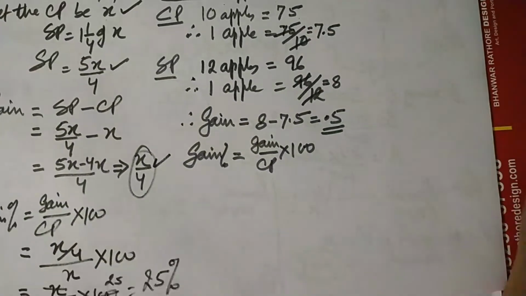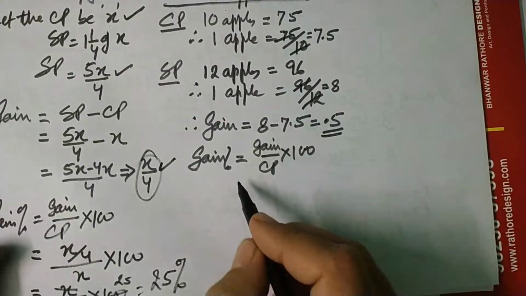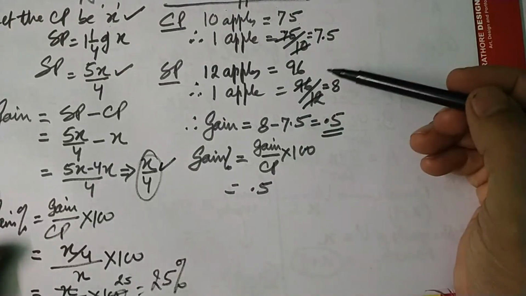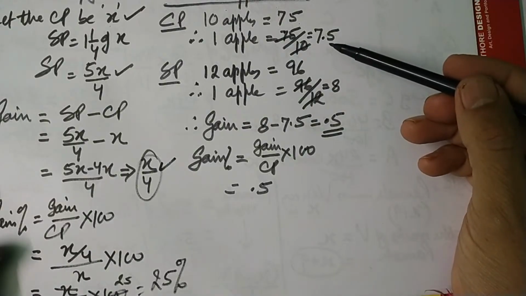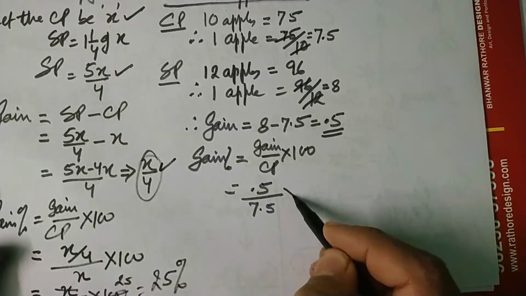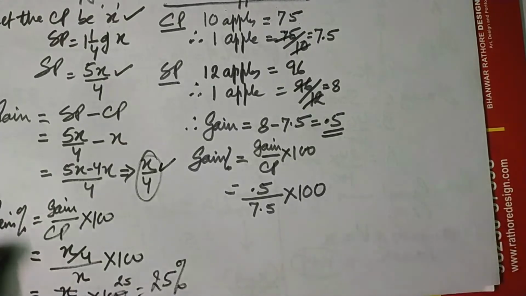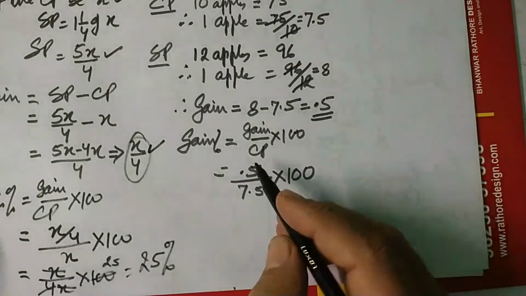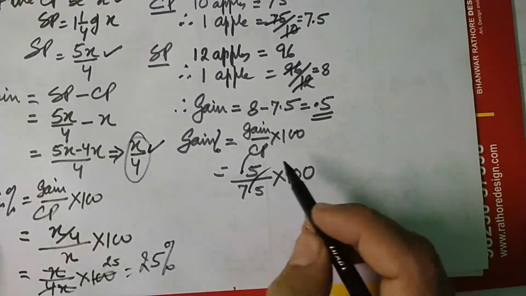Just now we have used one formula, same formula, gain. If it was loss, it will be loss upon CP. Now the gain is 0.5, cost price is 7.5. So gain percent is 0.5 upon 7.5 into 100. Now divide and you will get the answer. When you divide, the point will divide.